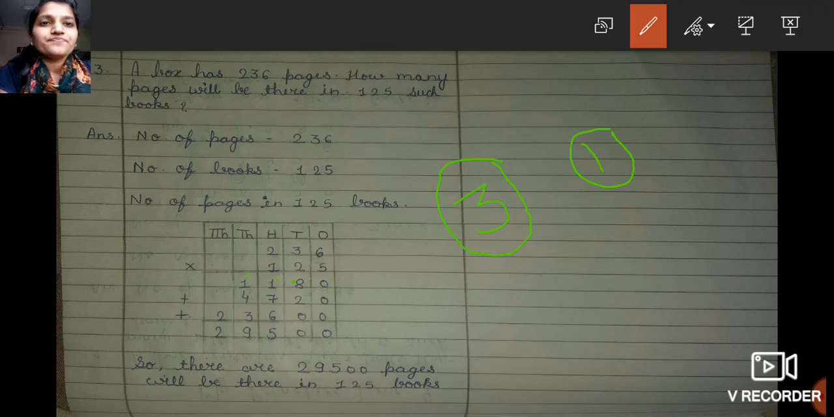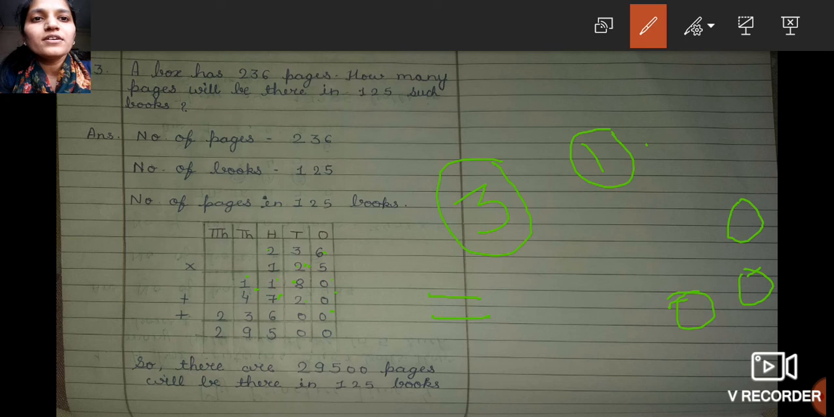Then when we start the second step, we are going to write 0 here and then multiply 236 by 2. 2 sixes are 12, 2 here, 1 will be carry over. Then 2 threes are 6, 6 plus this 1 carry over, 7 I have written here. After that 2 twos are 4. So when we start the second step, we have to give 1 zero. Now we are starting the third step, so we are going to give 2 zeros.